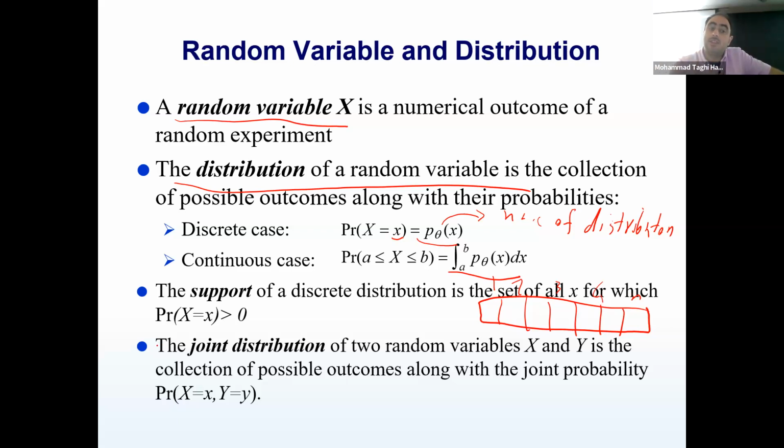Finally, last but not least, the joint distribution, which is very related to the joint probability of two random variables X and Y, is the collection of all possible outcomes that can happen for X and Y together with their corresponding probabilities. For example, you can have all values of X here and Y here, 1, 2, 3 and 1, 2, 3. And then here, you will say what's the chance that X is equal to 2 and Y is equal to 2.